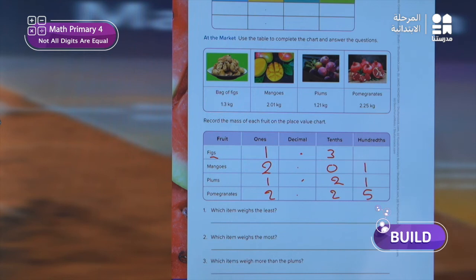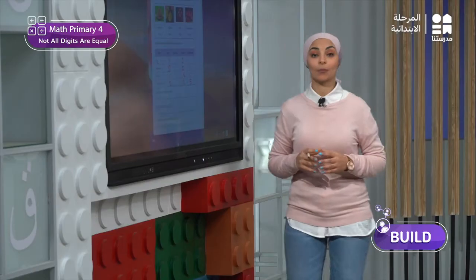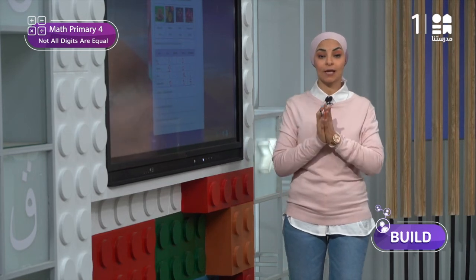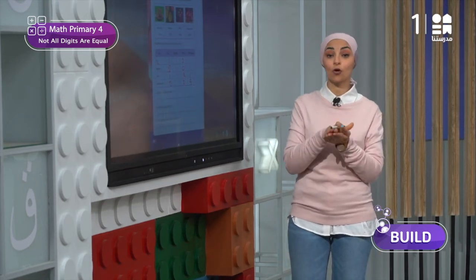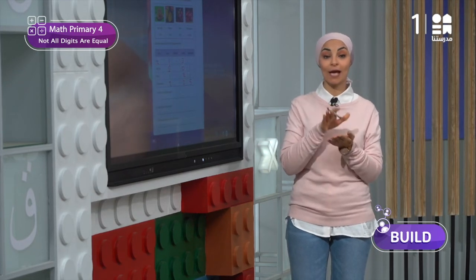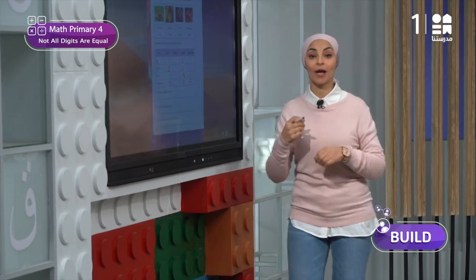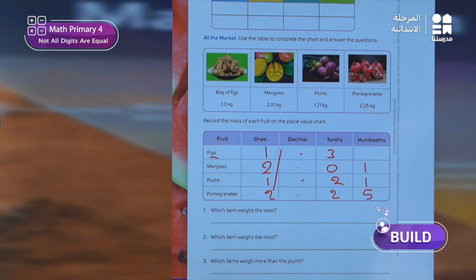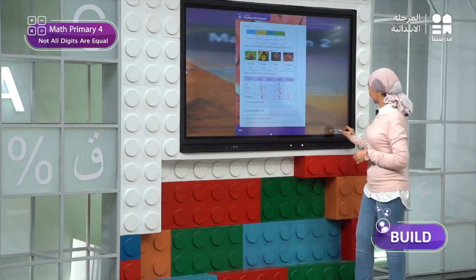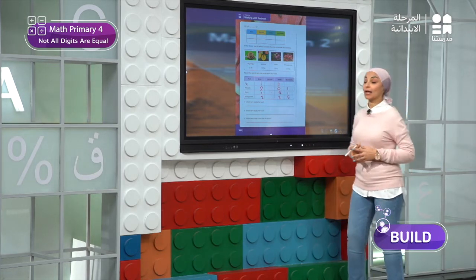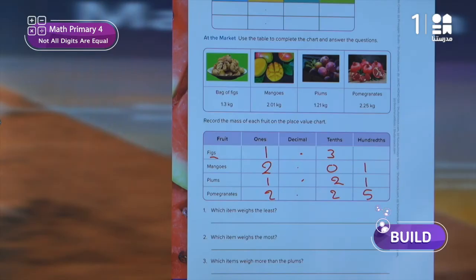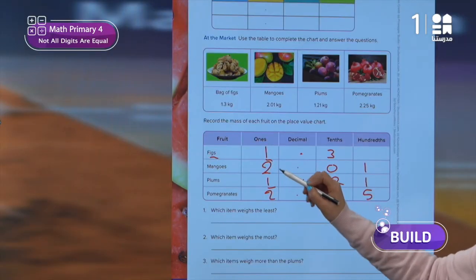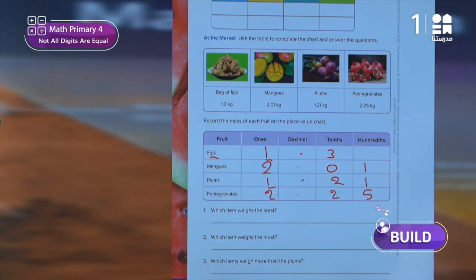طيب, in problem number 1, we want to find the type of fruit that weighs the least. يعني أقل weight ليهم إيه؟ أو الفروت اللي ليها أقل weight فيهم. By comparing the whole numbers, لما أجي أعمل comparing للwhole numbers هلاقي إيه؟ Okay. Let's compare the whole numbers. هلاقي إن في two types of fruits الwhole number بتاعهم 1 زي ما احنا شايفين كده وanother two types الwhole number بتاعهم 2.